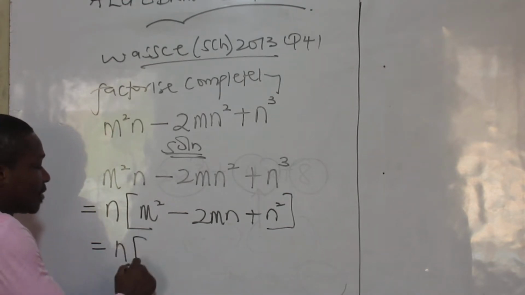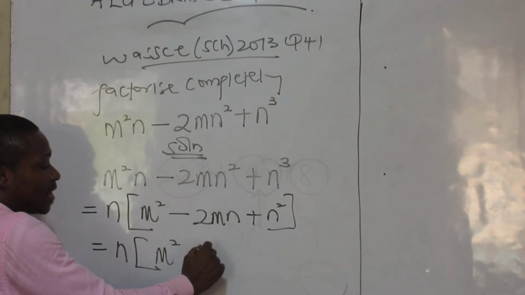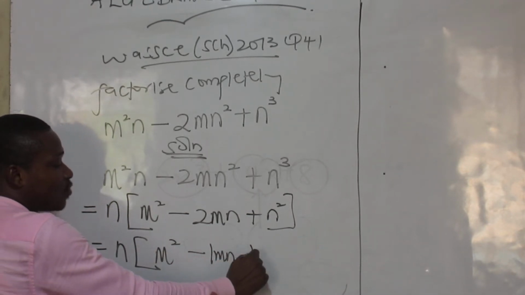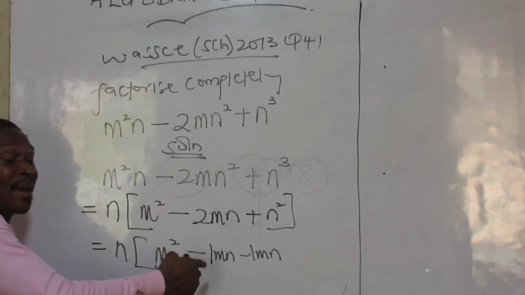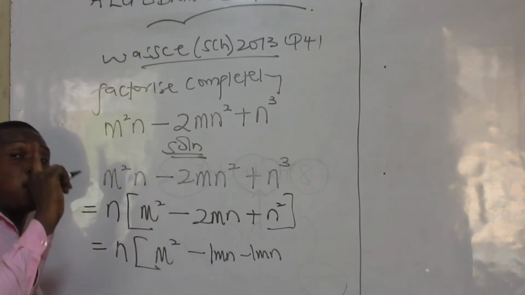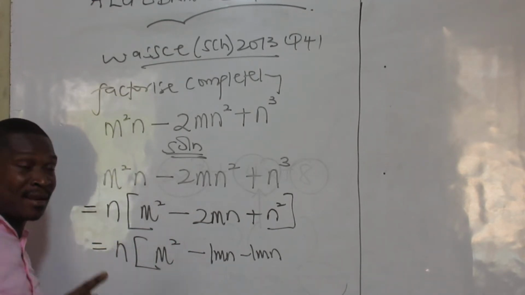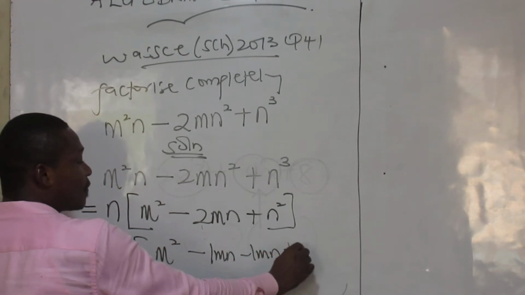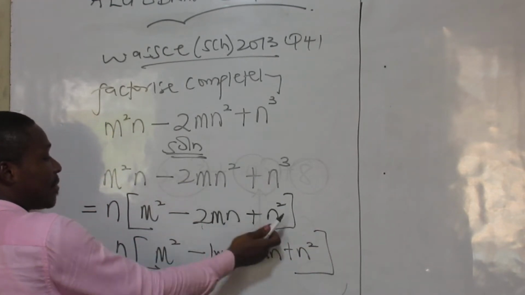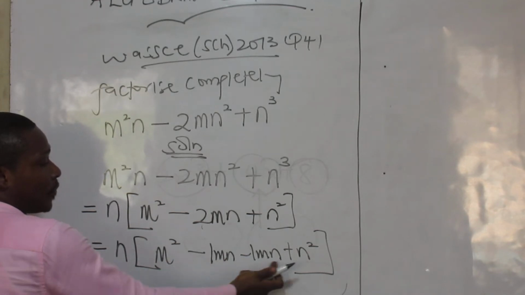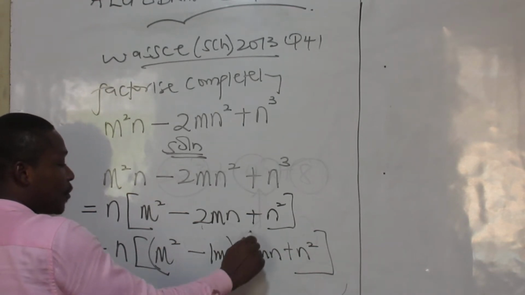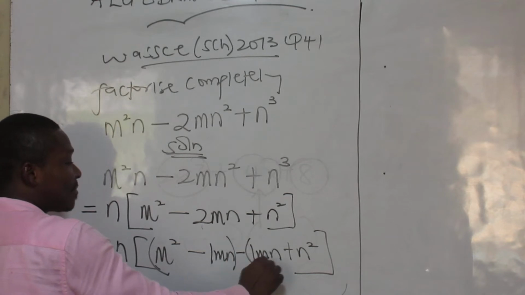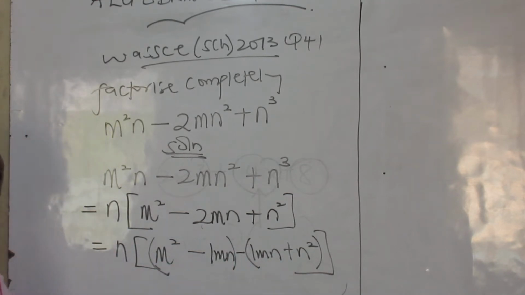So you have this. Now let me make the assumption here. There is 1mn minus 1mn. Why am I saying minus 1mn minus 1mn and not positive 1mn plus positive 1mn? We are talking about a minus here. Plus n squared. Good. Now the 3-term expression has become 4-term. 1, 2, 3, 4. Good. So the reason why we make assumptions in quadratic is to make them 4-term.